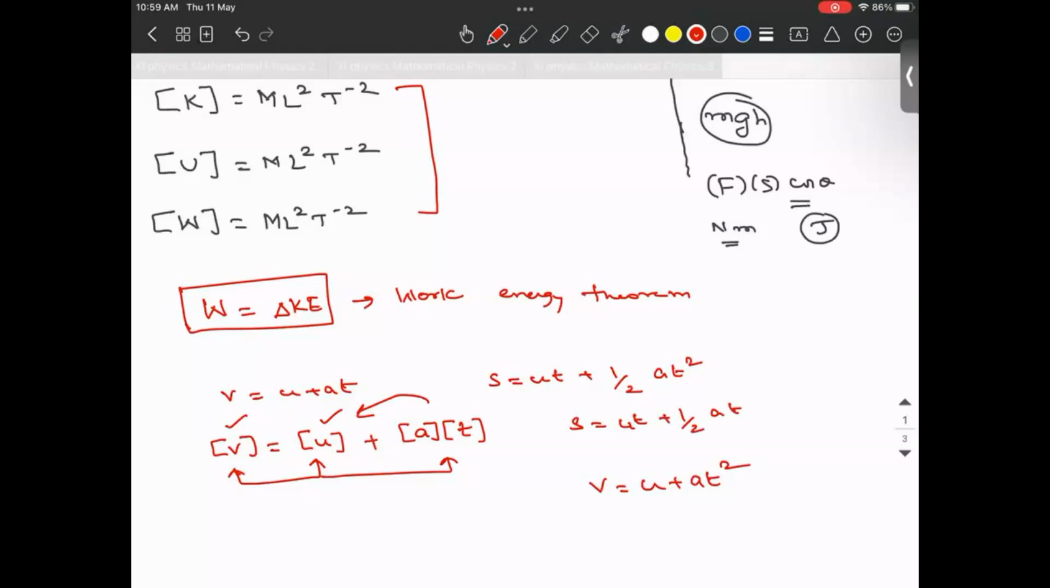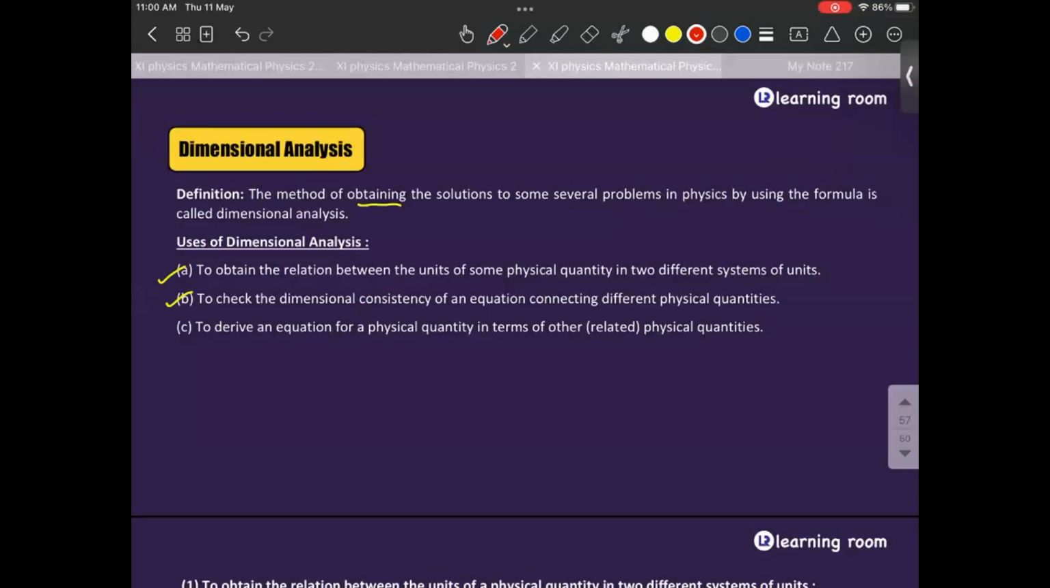What is the mistake that has happened in this statement? I have the dimensional formula of velocity equal to the dimensional formula of initial velocity plus the dimensional formula of displacement. AT square is the dimensional formula of displacement. Meter per second square into time square is second square. Second square will get cancelled, and you get meter, which is for displacement. So it is inconsistent, and that equation is not possible at all. That is the meaning of dimensional consistency, which is connecting different physical quantities.